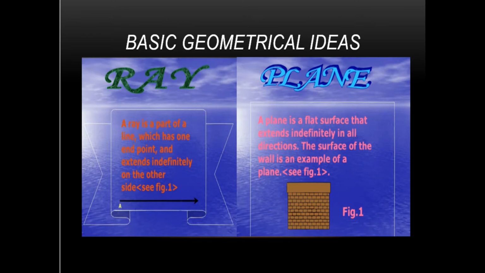Then comes the next term, ray. Ray is a part of line which has one endpoint and extends indefinitely on the other side. As you can see below, there is a black line with arrow on one side marked and there is a A written. So this is called as a ray.